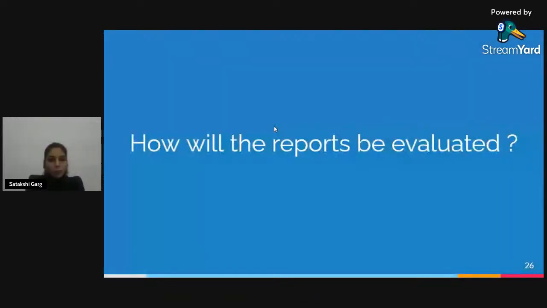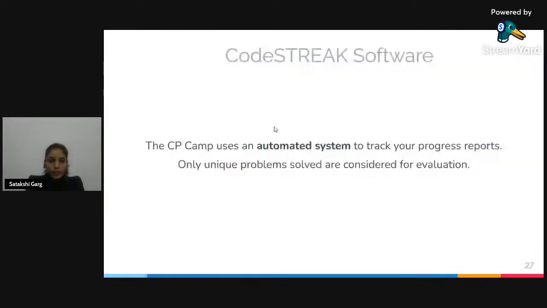Now finally, how the reports would be evaluated. I have myself designed an automated system, and it will be tracking your entire progress reports. For people who were requesting me to please give some leverage because we have our end sem examinations, so please reduce the number of problems solved: it's not in my hand, the system will be calculating your reports, and there's no partiality from the side of the system. So it won't be partial for anyone.